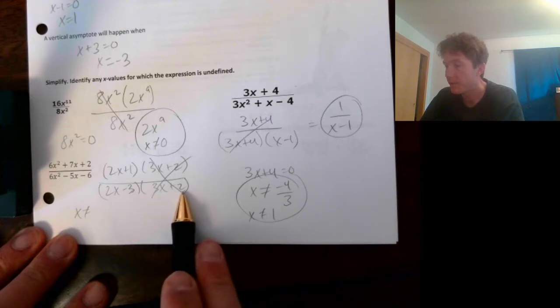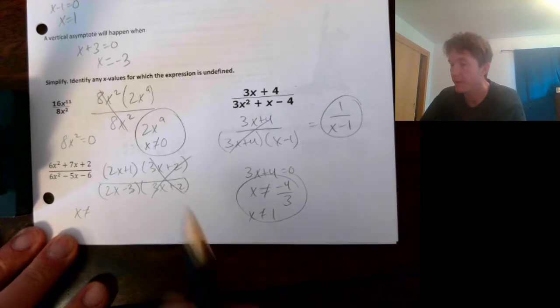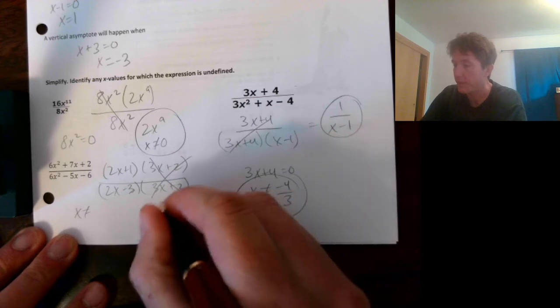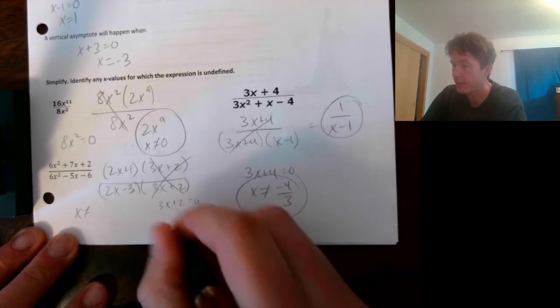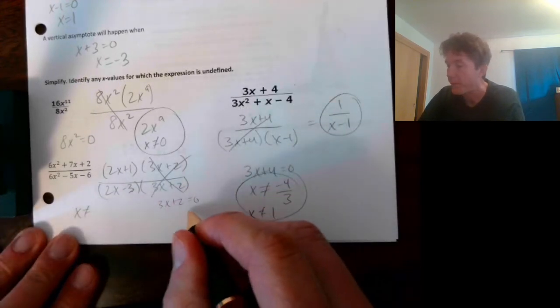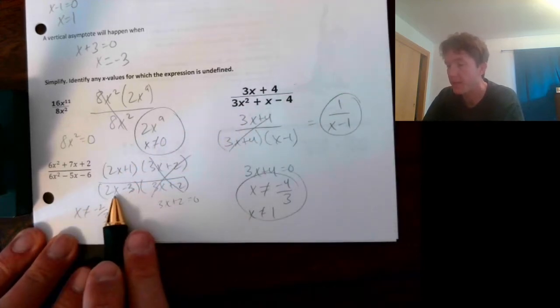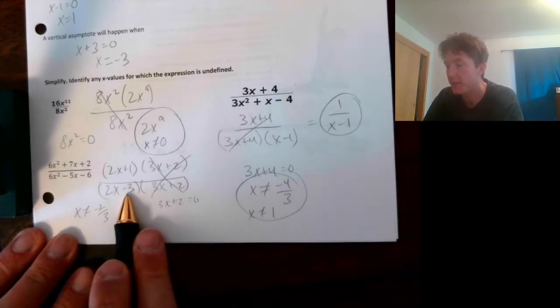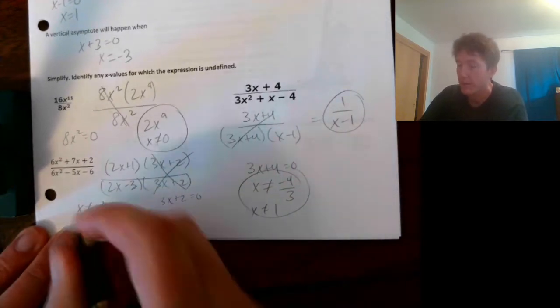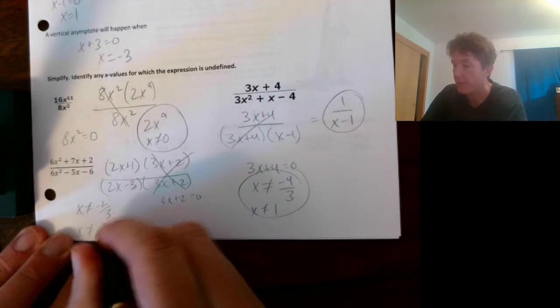X cannot equal this guy: 3x plus 2 equals 0. So set up this right here, 3x plus 2 equals 0. I get negative 2/3. So x can't equal negative 2/3. And x cannot equal this guy, 2x minus 3 equals 0. So x can't equal 3/2.